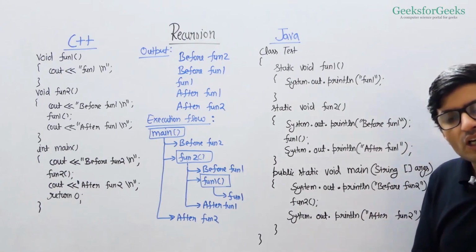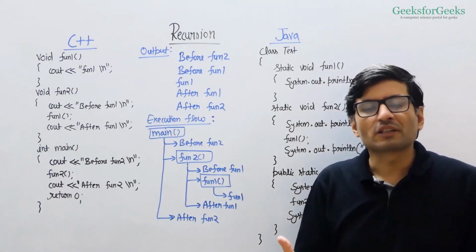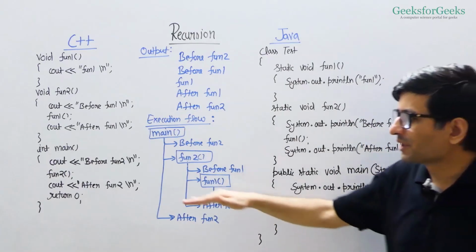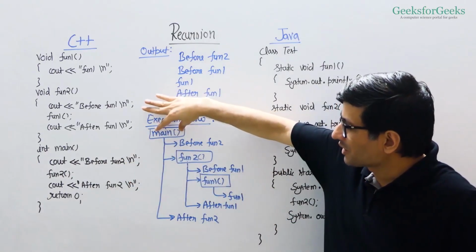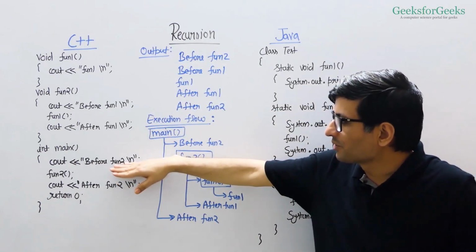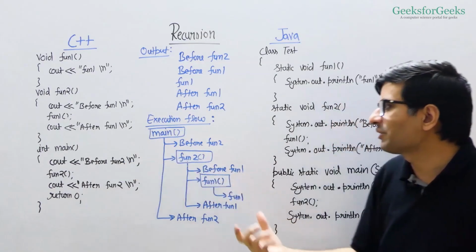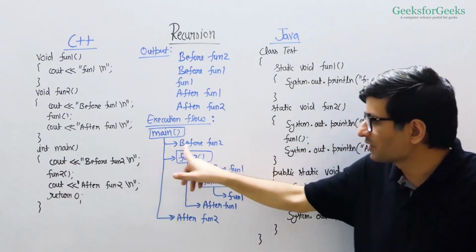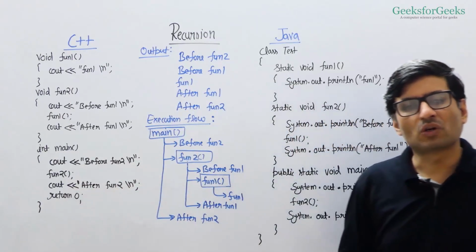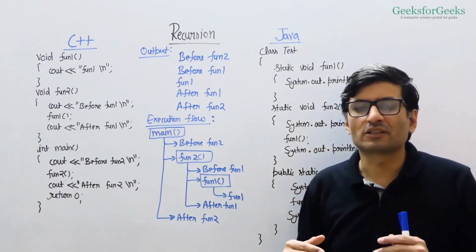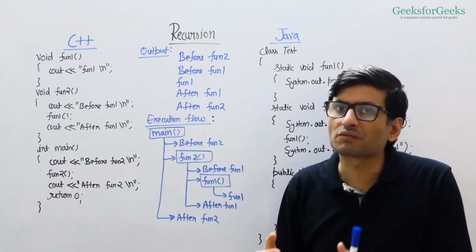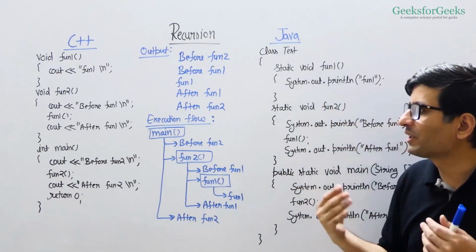Whether it is the C++ programming language or the Java programming language, execution begins from the main function's first line. So main is the function that is called first, and it starts executing from the first line. So the first thing that you see on the screen is this line's output, which is before fun2. Now main goes to the next line, and the next line is a function call. Now main function is stopped, and it's going to resume its control once fun2 is over, and control is given to fun2.